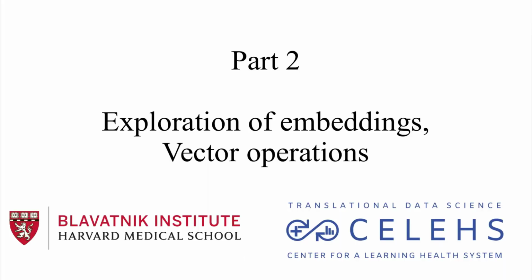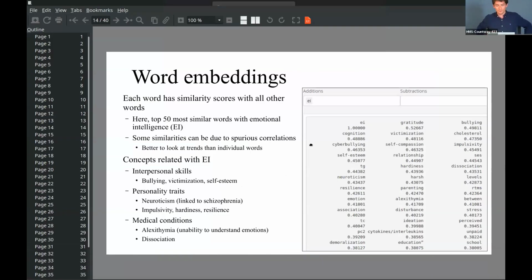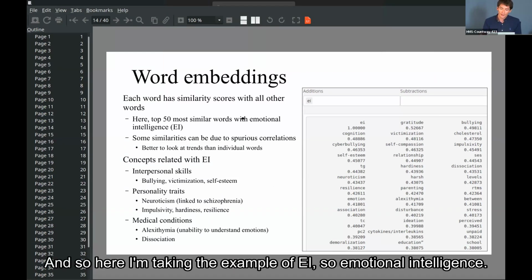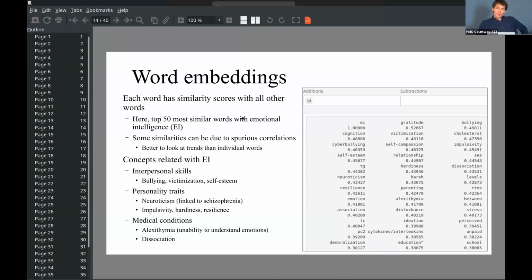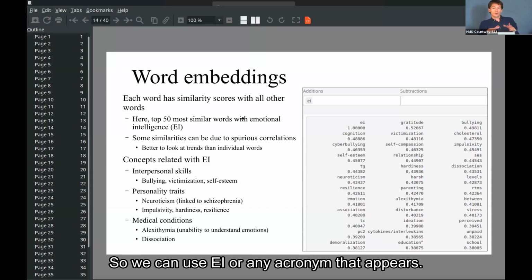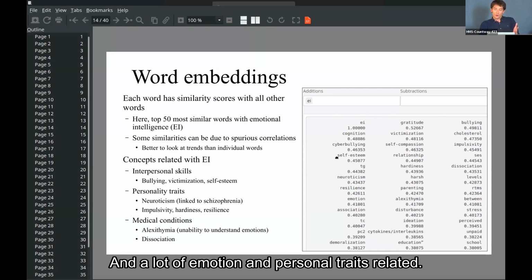Cool, thank you. So this is what I'm going to show in the tutorial, but we can start here to have the results already. Once we have our embeddings, we can query each word. Here I'm taking the example of EI, so emotional intelligence. Since it's scientific publications, we have a lot of acronyms, so we can use EI or any acronym that appears. Here we have the example. The most related term is gratitude, and a lot of emotion and personal traits related.